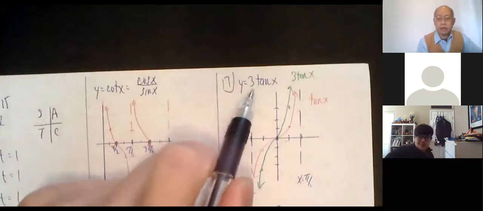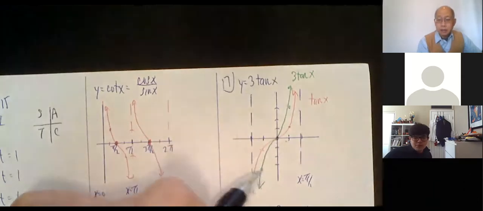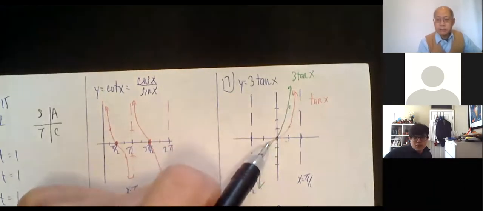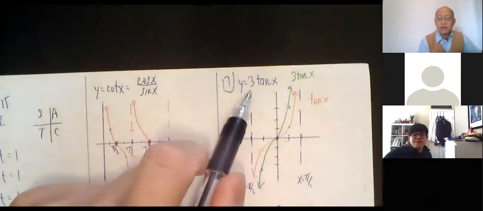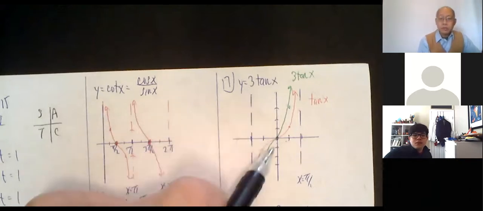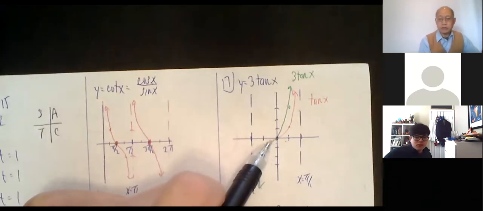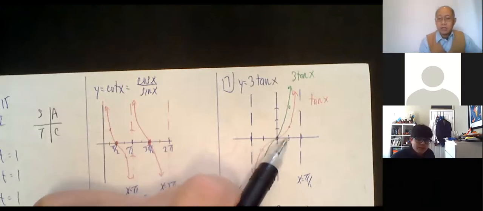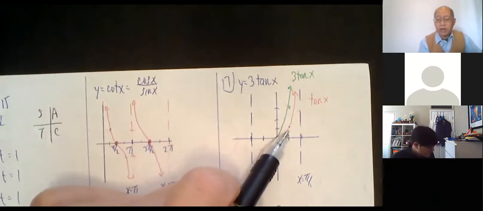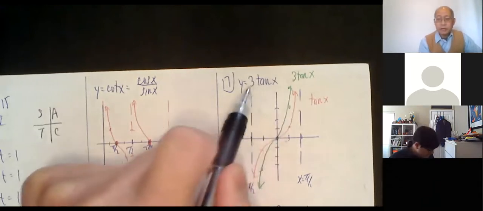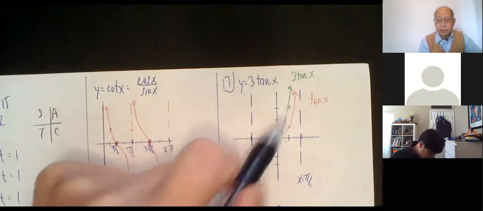So if I put a 3 in front, okay, the red was the original tangent. You multiply all the y values by 3. So what happens at the origin? 0 times 3 is still 0, so it still goes through the origin. But over here at pi over 4, the y value is 1. But if you multiply it by 3, now it's up at 3. So this shoots up higher.